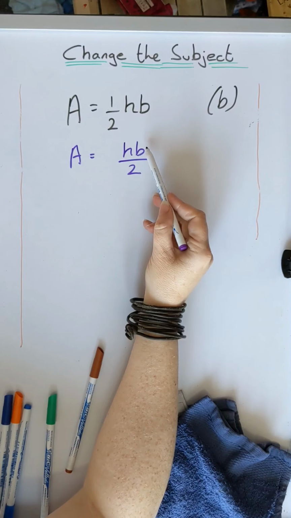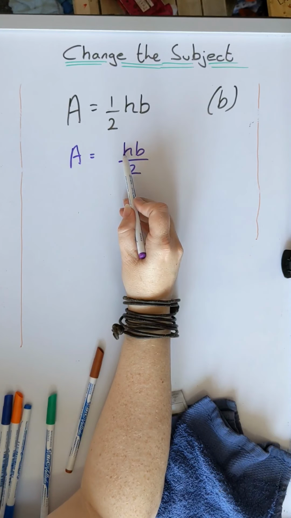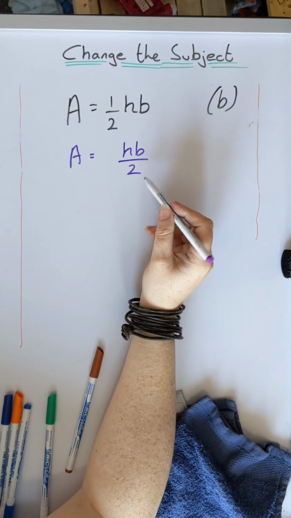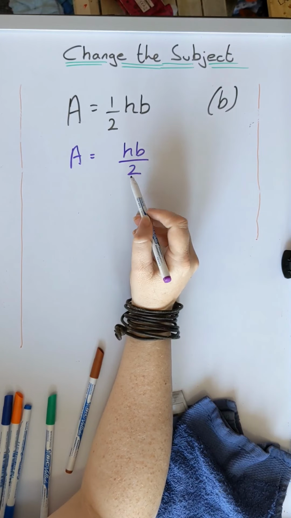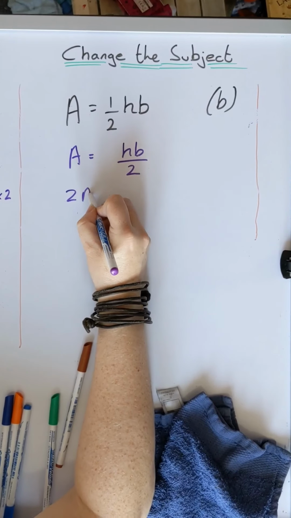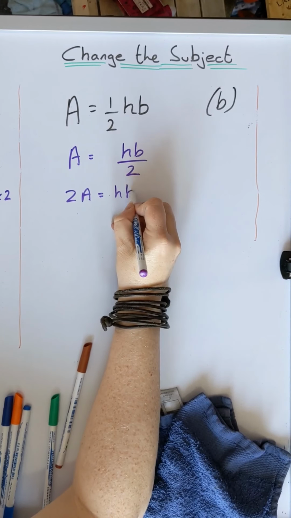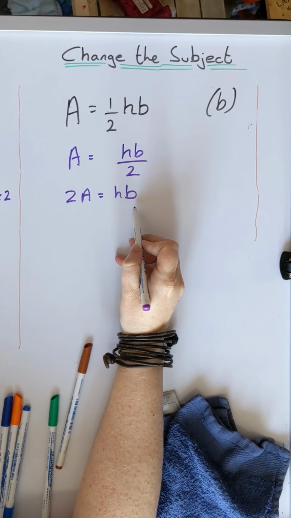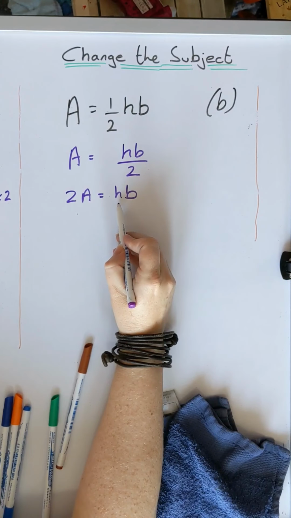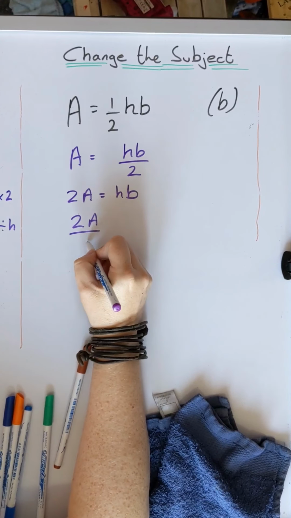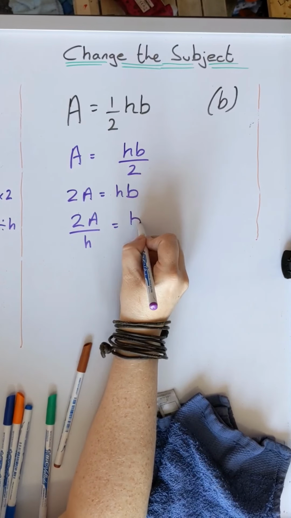What we've got happening to the B here is it's being multiplied by H, but it's also being divided by 2. And the first step I'm going to do is get rid of this 2 on the bottom. So I'm going to multiply both sides by 2, giving me 2A equals HB. Now the H is still multiplying our B. So I need to get rid of that, and to do that I will divide by H, giving me 2A over H equals B.